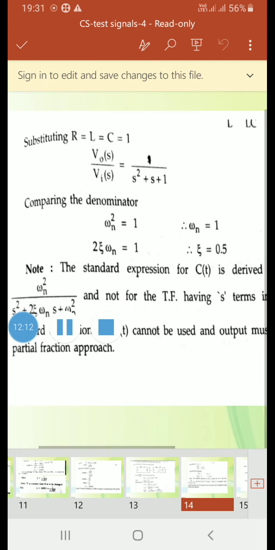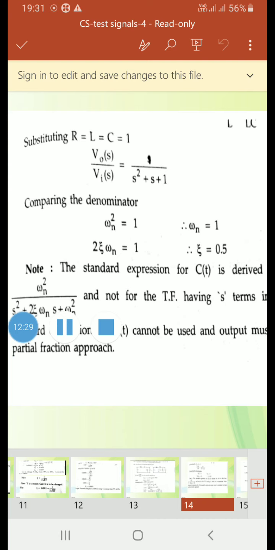Comparing the denominator, omega n square is 1, so omega n is 1. Two times damping ratio times omega n is equal to 1. Therefore damping ratio is equal to 0.5.